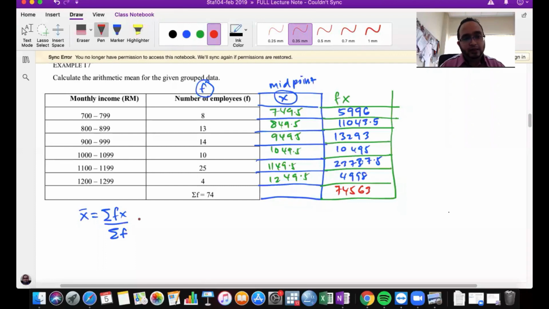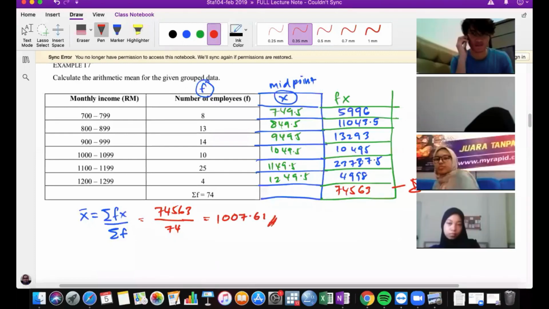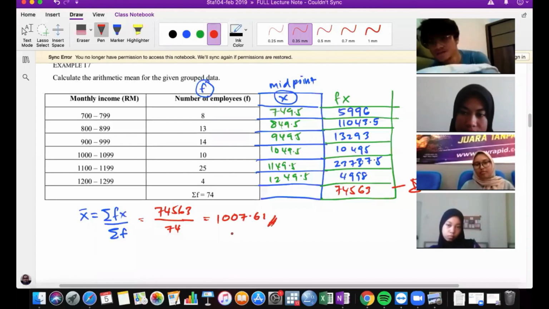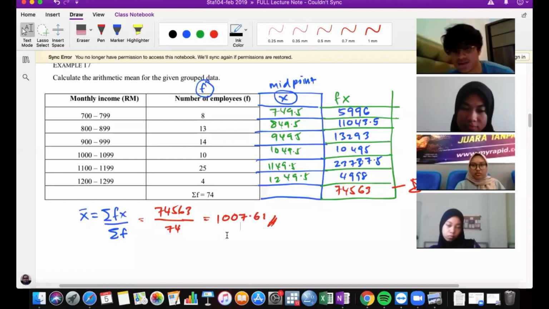So once you get the value, you just plug it into the formula. This is the value of summation of fx. Right, so 74563 divided by 74. So this one should be equal to 1007.61. So this is how you find the mean for group data. Right. Are you clear with this one?